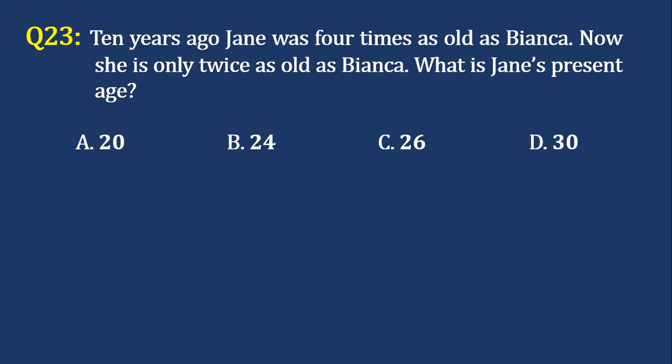We have question number 23. 10 years ago, Jane was 4 times as old as Bianca. Now, she is only twice as old as Bianca. What is Jane's present age? Okay, so in my own opinion, the best way to solve most age problems is to create a table to organize the solution. So let's create a two-column table, since there are only two conditions.